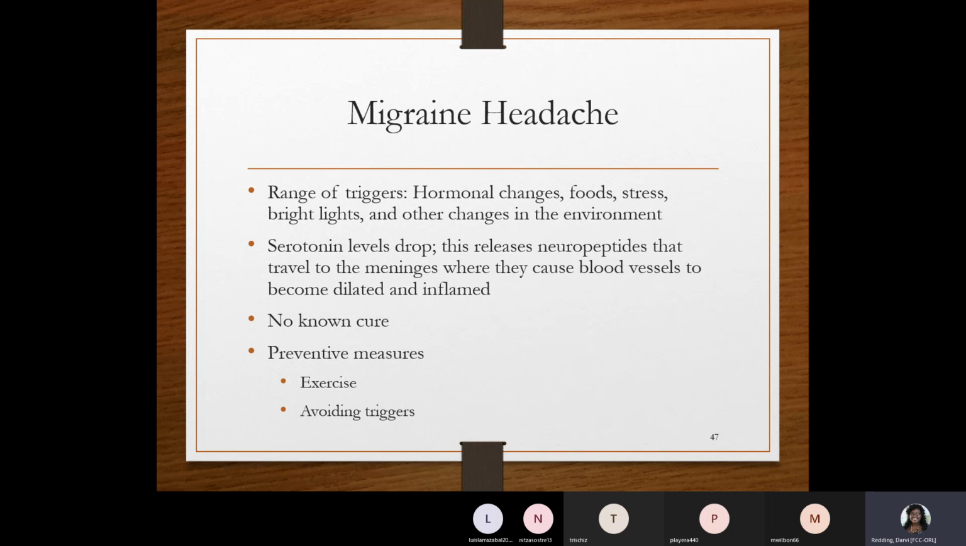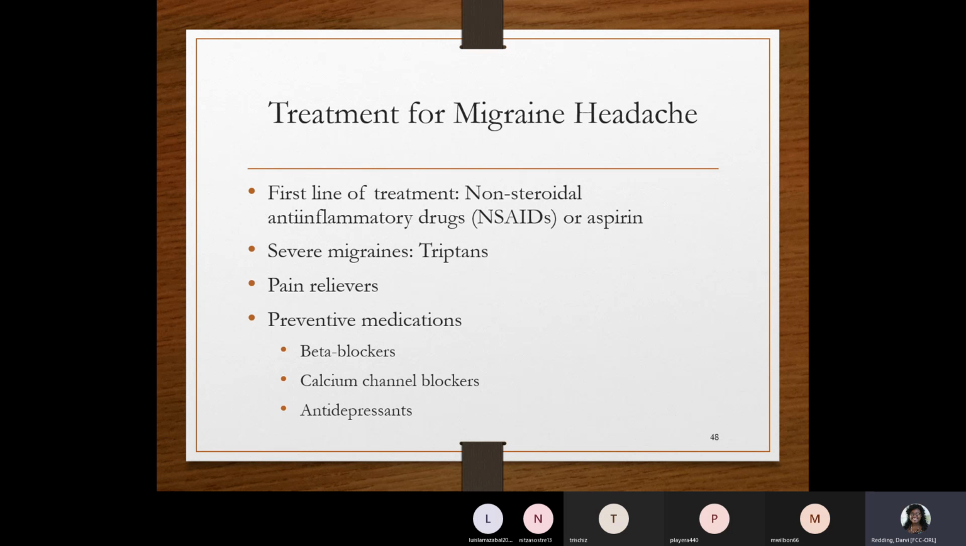So, if it's a certain food that gives a person a migraine headache, or if it's stress, stress kills, believe it or not. So we have to start putting ourselves in positions where we're not triggering these things, because it's going to cause some health problems. So some of the treatment for migraine headache, I mentioned some of the non-drug treatments, which would be avoiding the triggers or exercising. But as far as medications go, the first line of treatment would be an NSAID.